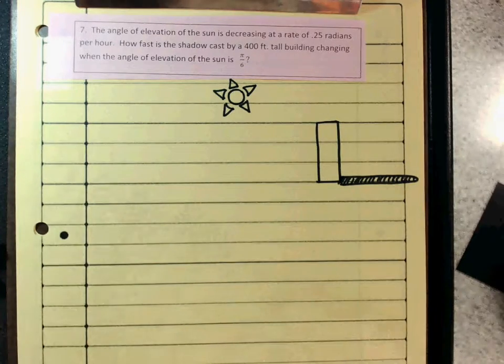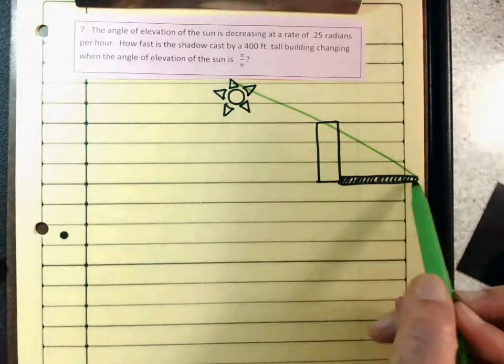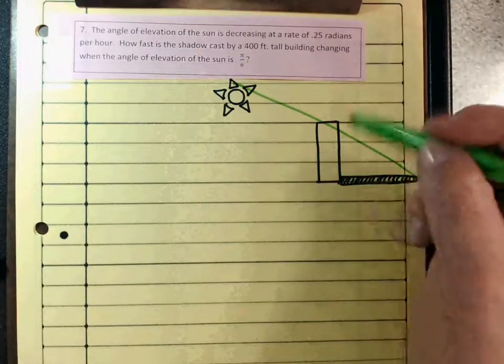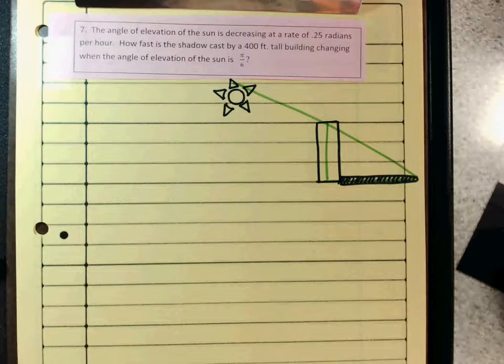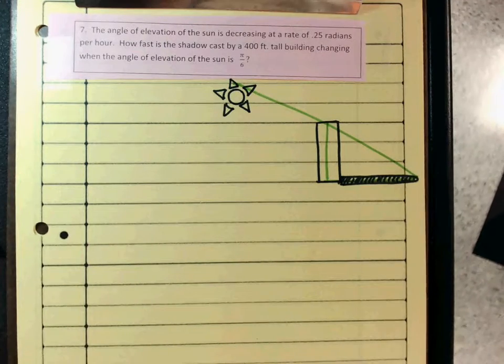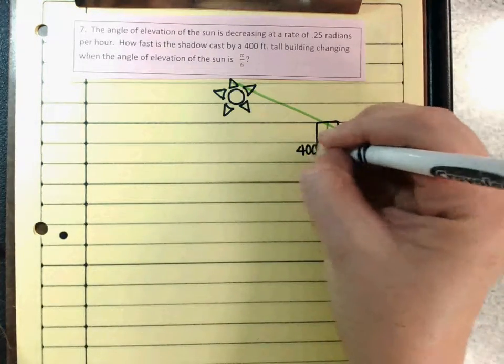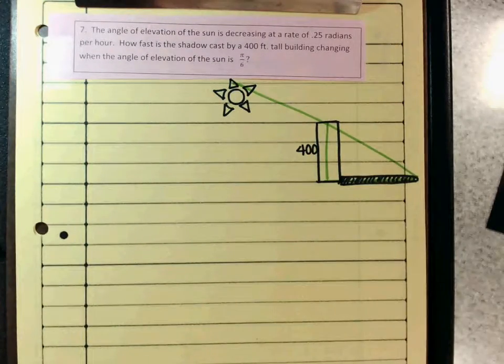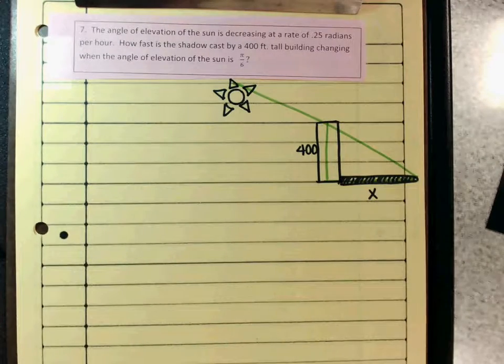Okay, so I want you to draw your triangle. The length of the shadow is going to connect to the sun. That's your triangle. Now let's talk about what side of the triangle is fixed. What is not changing? The building. How tall is the building? 400. So that is not changing at all. And then my shadow, I'm going to call it x just because my s's start looking like 5s.